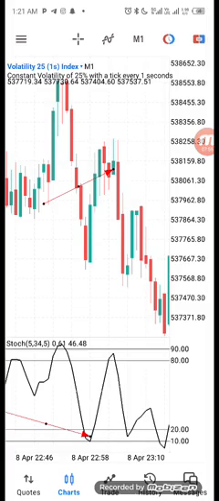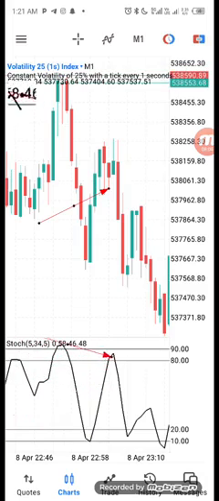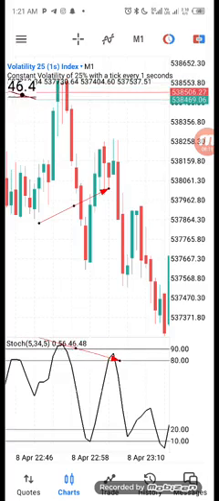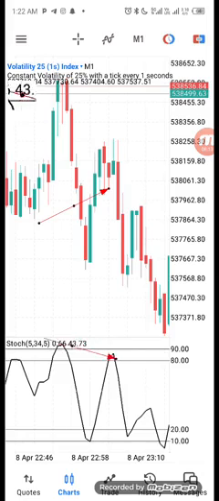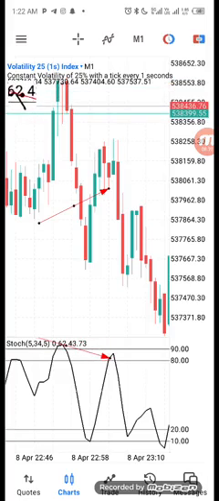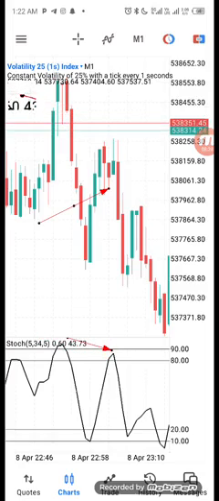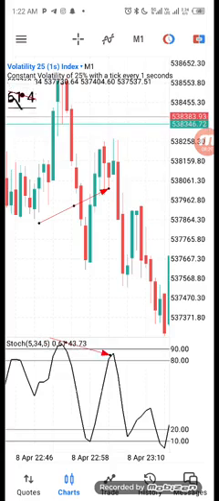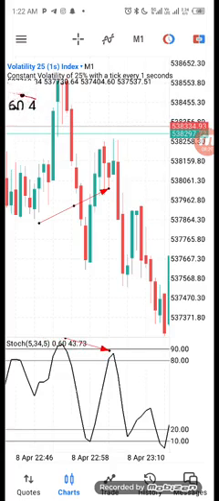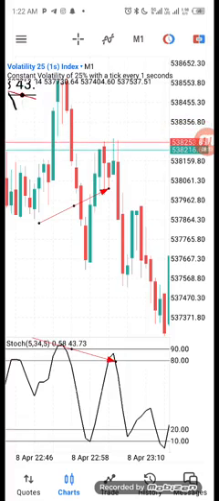Now, let's take another one. Here we have the presence of our stochastic line floating between 80 and 90 levels. Can you see? So immediately you have this here, you have the stochastic line entering this particular channel between 80 and 90. It's not necessary that it must reverse back to 80.